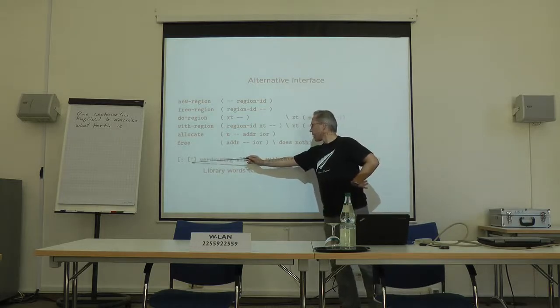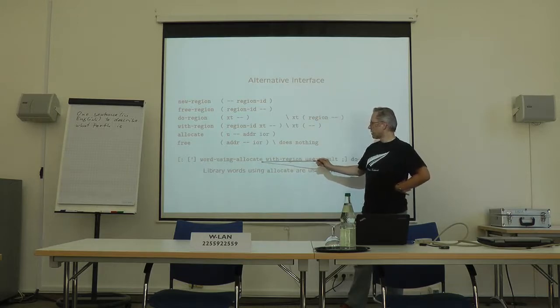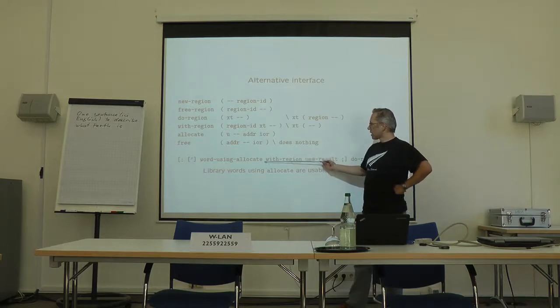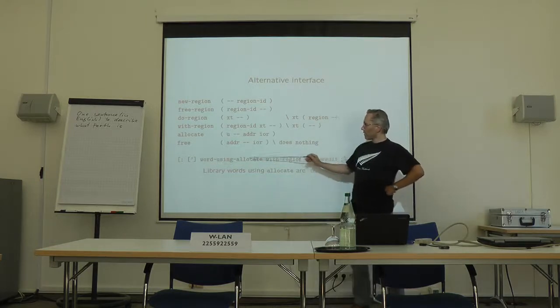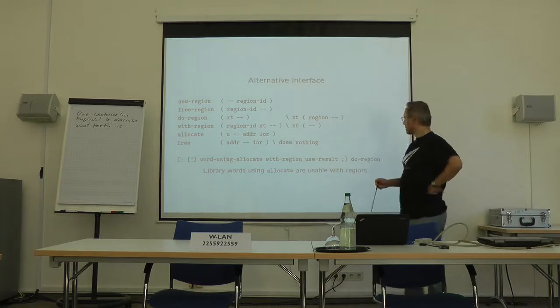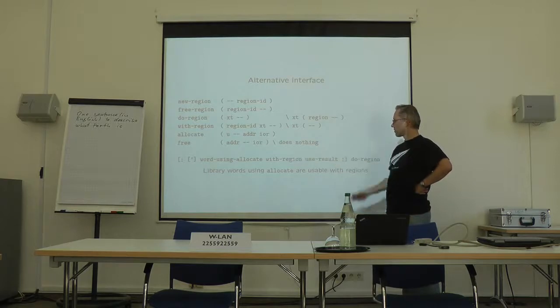And here inside we tick a word using allocate. I'm not specifying the region anymore. That word produces some data, probably on the stack. We pass the execution token of that word to with-region. So the allocates in this word are actually using the region that we pass here to this with-region for allocation.